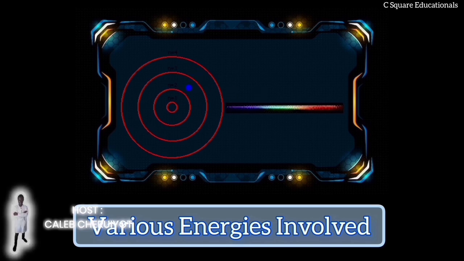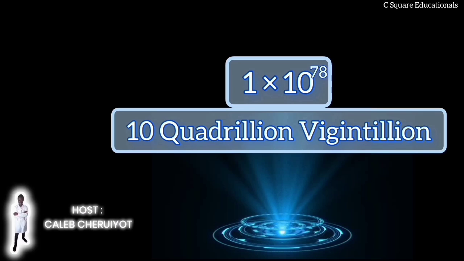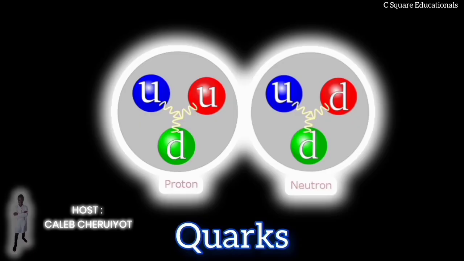Everything around us is composed of atoms. All the matter in the observable universe is estimated to contain more than 10 quadrillion quintillion of them. This number is 1 followed by 78 zeros. Atoms are tiny particles consisting of electrons, protons and neutrons, which are in turn made up of quarks. The origin of these particles that make up atoms can be traced to the Big Bang.